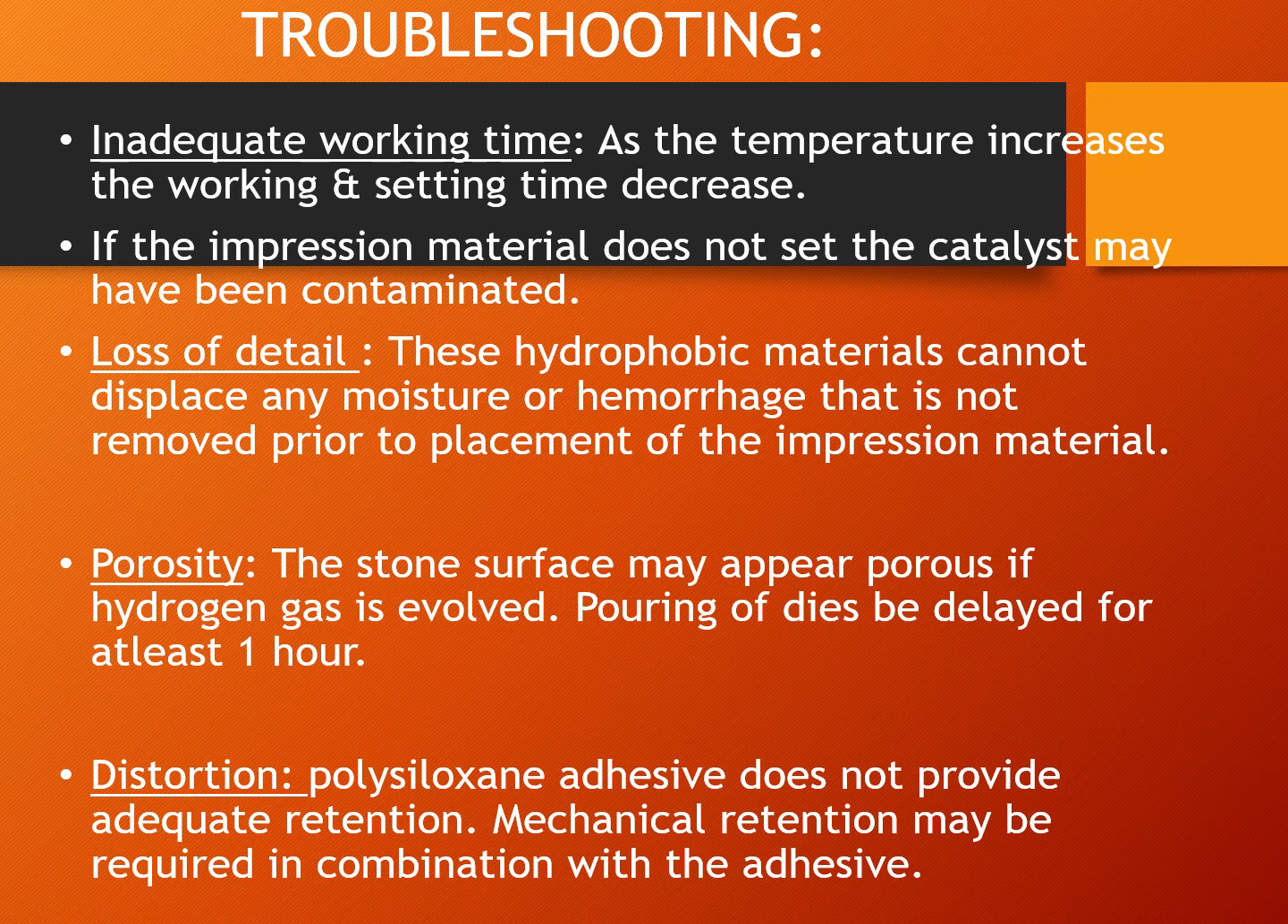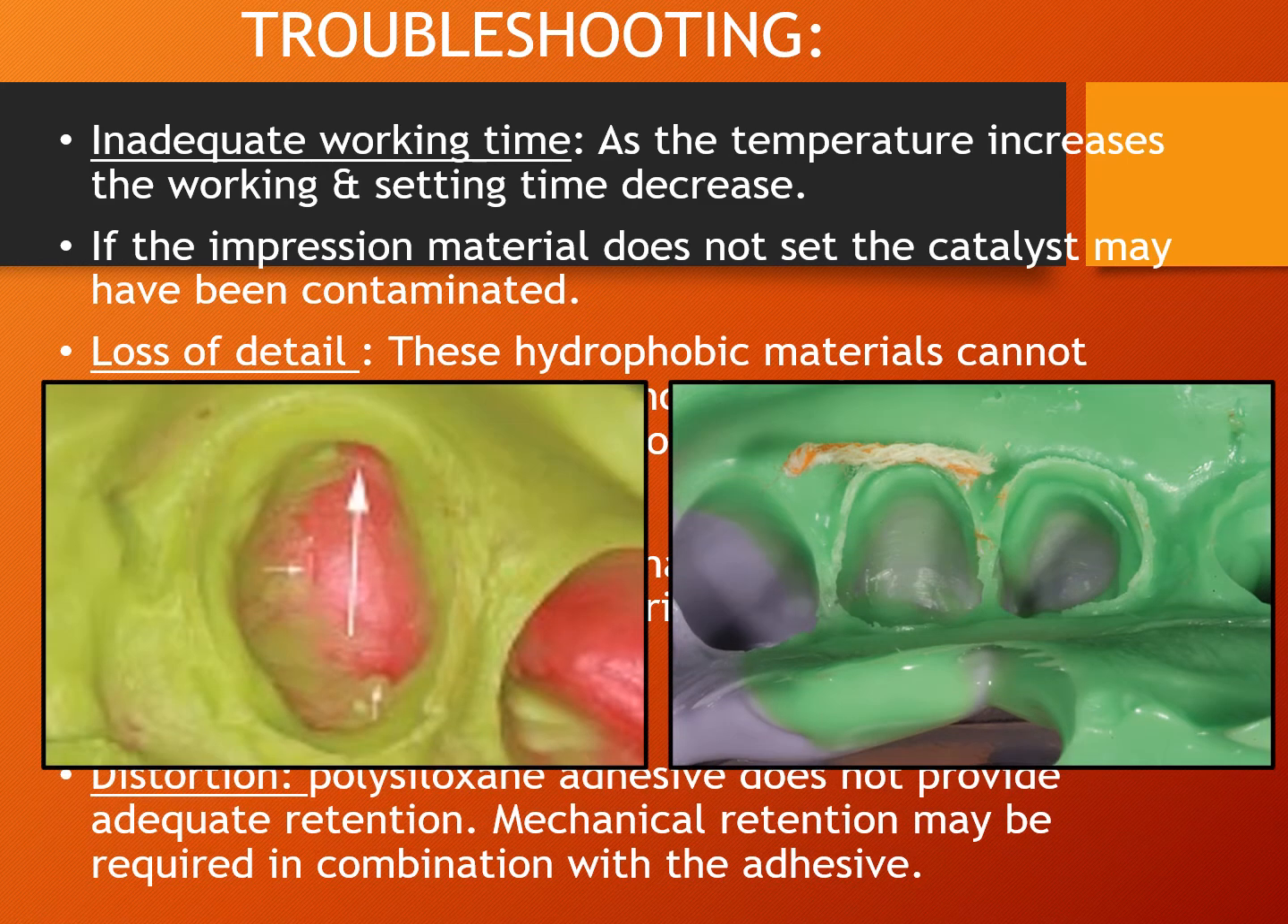The next issue is distortion. This happens when polysiloxane adhesive does not provide adequate retention. So in such cases, mechanical retention should be added in combination with the adhesive.